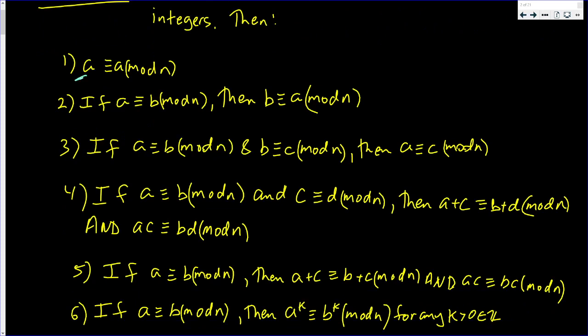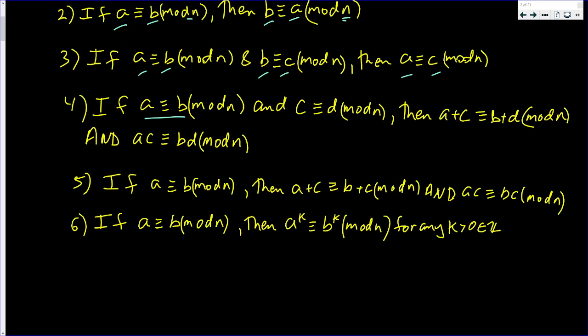That an integer is congruent to itself for any mod n. And if a is congruent to b for any mod n, then b is congruent to a for that same mod n. If a is congruent to b, and b in turn is congruent to c, all mod n, then you have the transitive property. a is congruent to c mod n.